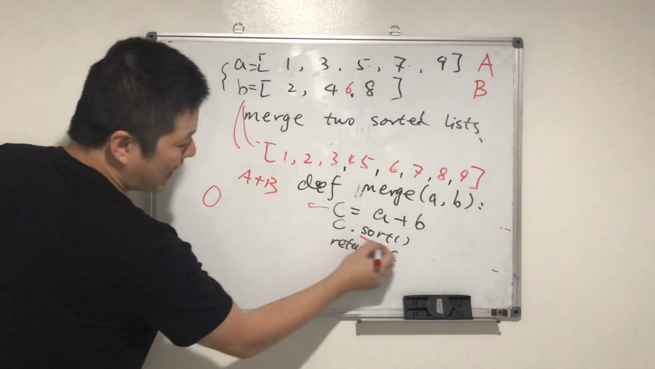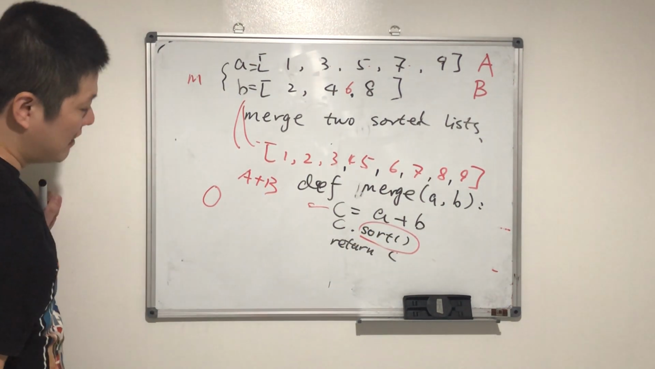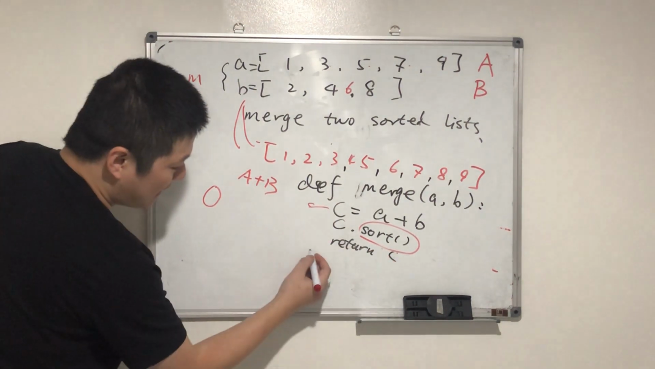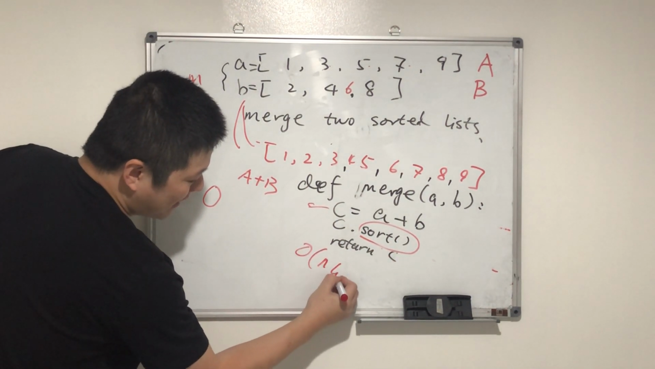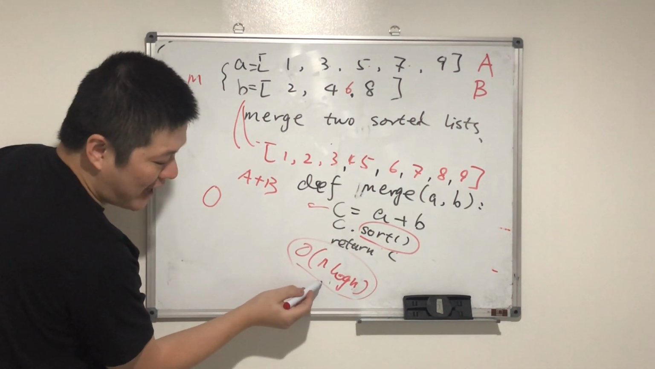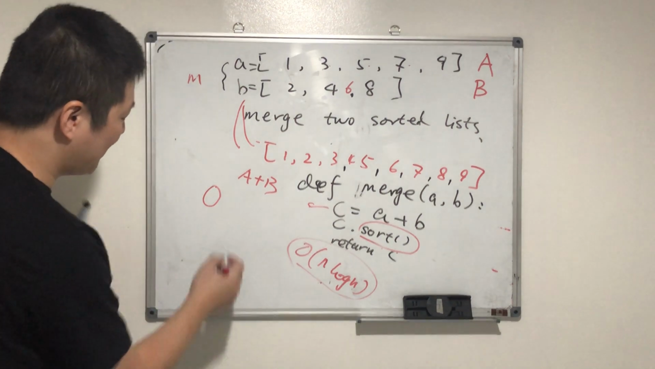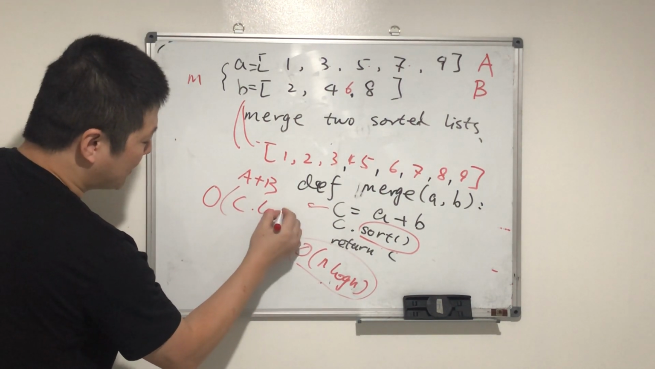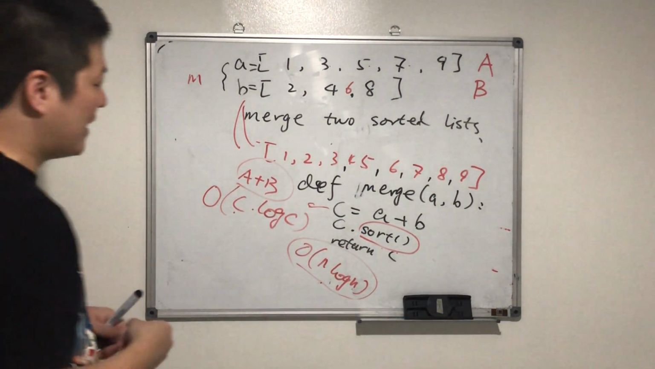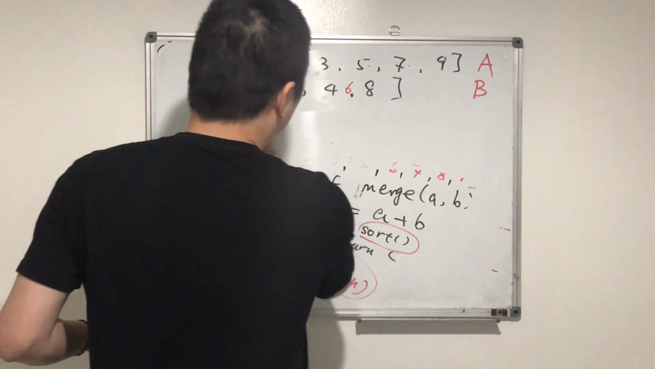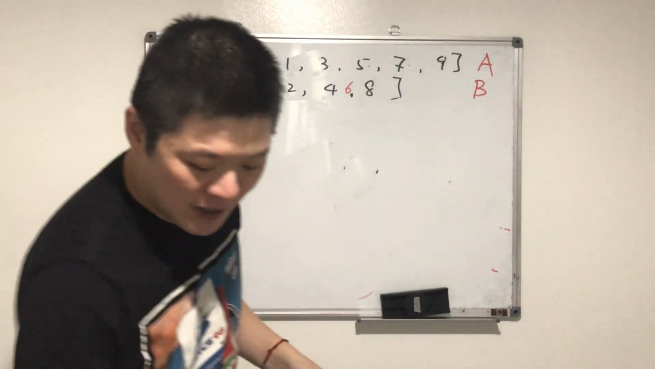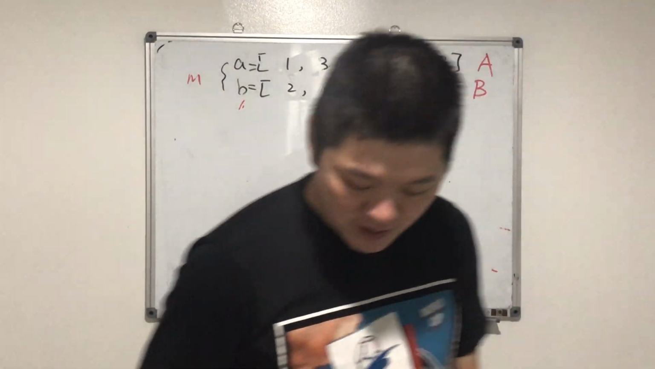And the sorting algorithm generally takes big O. Remember we talked about big O? The complexity of this is O(n log n). If we want to sort a list with n elements, this is the complexity. So this will be O(C log C), where C is A plus B. This is one way of doing it. Now we have a better way of doing it, because these two lists are sorted.